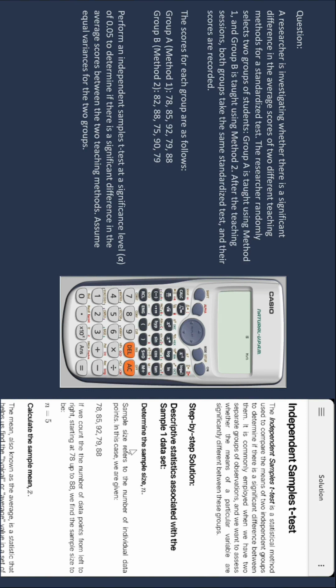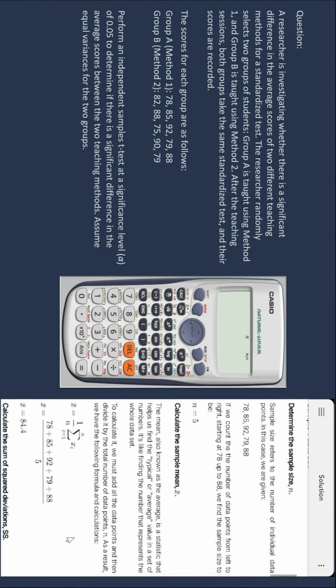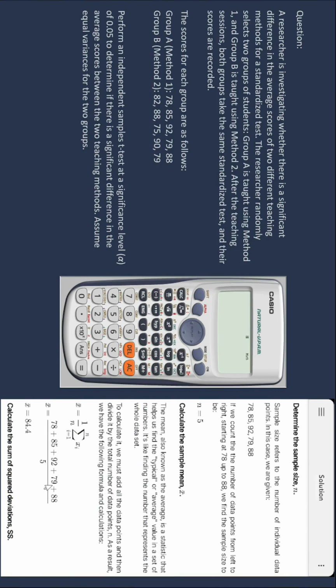For the first dataset, we have its sample size n1 is equal to 5, since there were 5 scores that were given. To calculate the sample mean x bar 1, we add all of the scores and then divide the total by n1, which gives us 84.4.